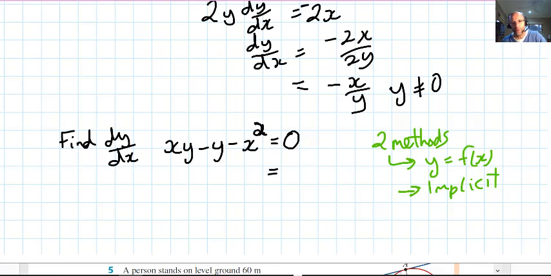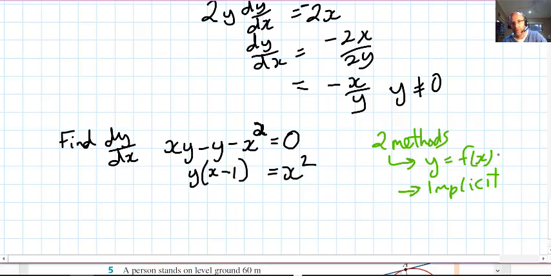Sometimes we can use two methods. We can pick between our methods. We're going to show both for this one here. xy minus y minus x squared equals 0. We've got to find dy dx. And sometimes, like in this one, there's not much difference between them in terms of which one's the easier method.